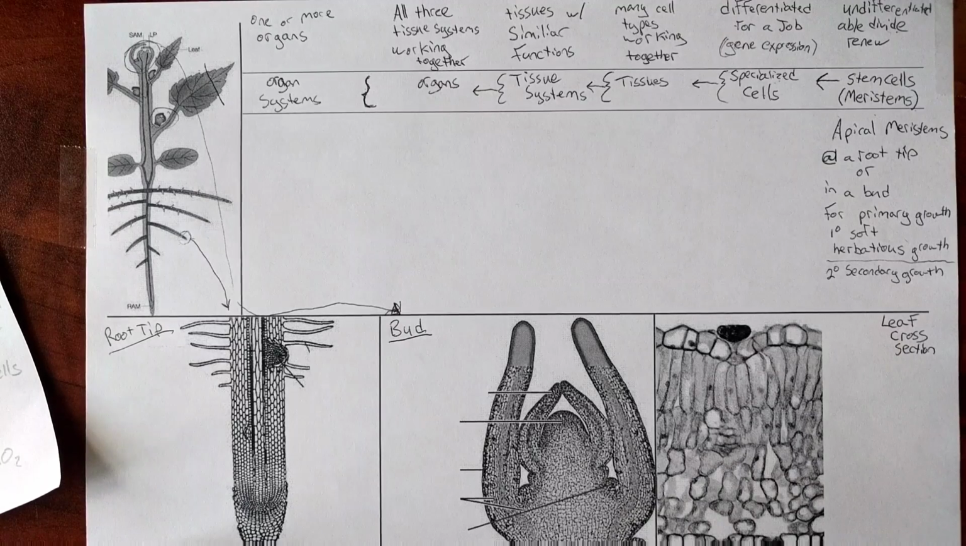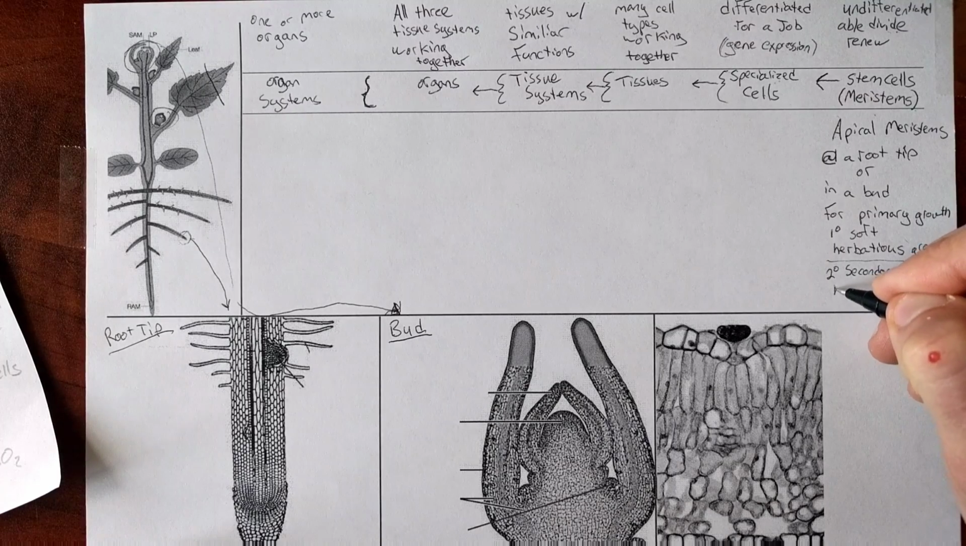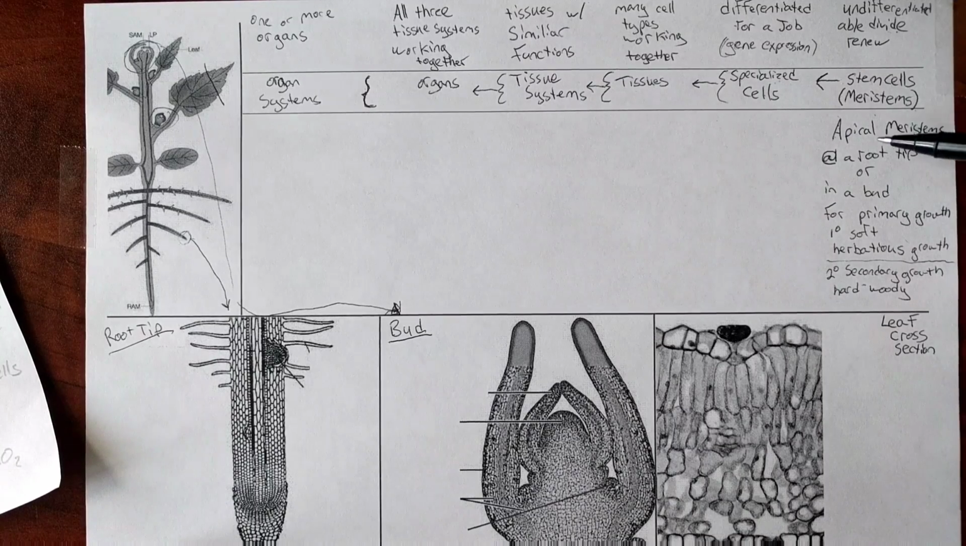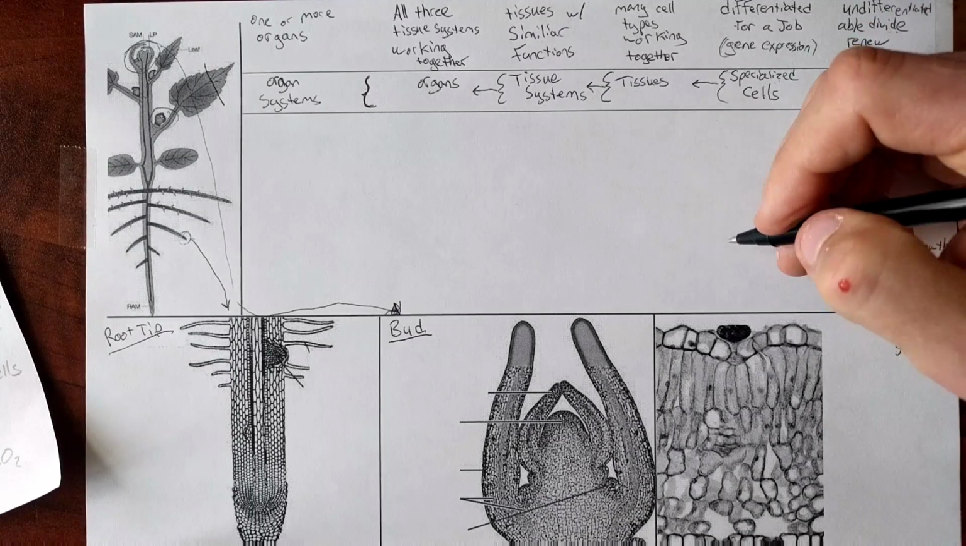Some trees become hard, they become woody. So some trees are capable of secondary growth. And that is hardening or woody. Alright, so remember, some stay stem cells. We need always to have a body of stem cells, otherwise no more growth can occur. But some of them can become specialized.